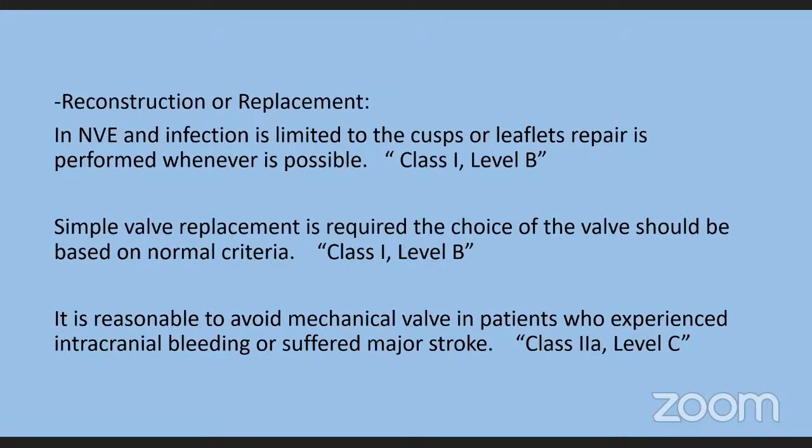In cases of native valve endocarditis, where the infection is limited to the cusp or leaflets, repair is performed whenever possible. It's a class one. Simple valve replacement is required. The choice of the valve should be based on the normal criteria, which are age, life expectancy, comorbidities, and expected compliance with anticoagulation. So it is reasonable to avoid a mechanical valve in patients who experience intracranial bleeding or suffered a major stroke, although there is no evidence that a bioprosthetic valve is better than a mechanical valve.